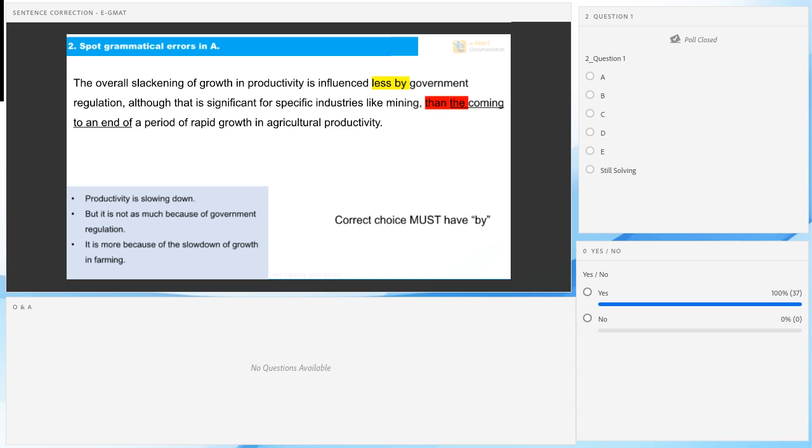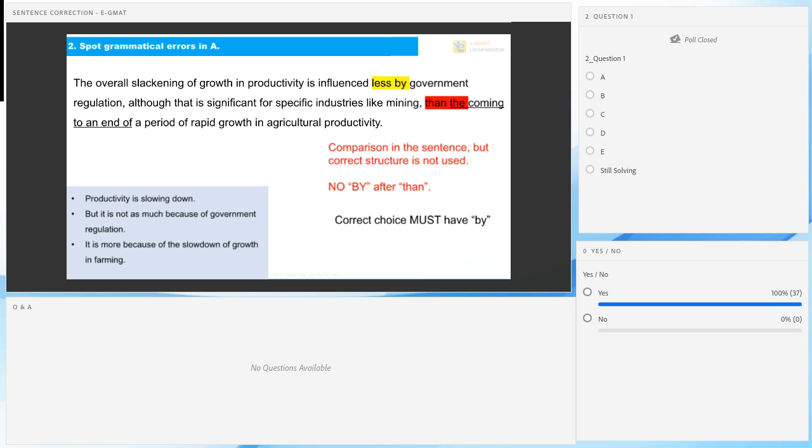Because this is where the underlining part starts to give you clues, right? So "less by government regulation, less by one than two." Oh, that's an issue. The correct choice needs to have "by" after "than," right? So that's the major grammatical error in this sentence. There is comparison, but the structure has not been used.